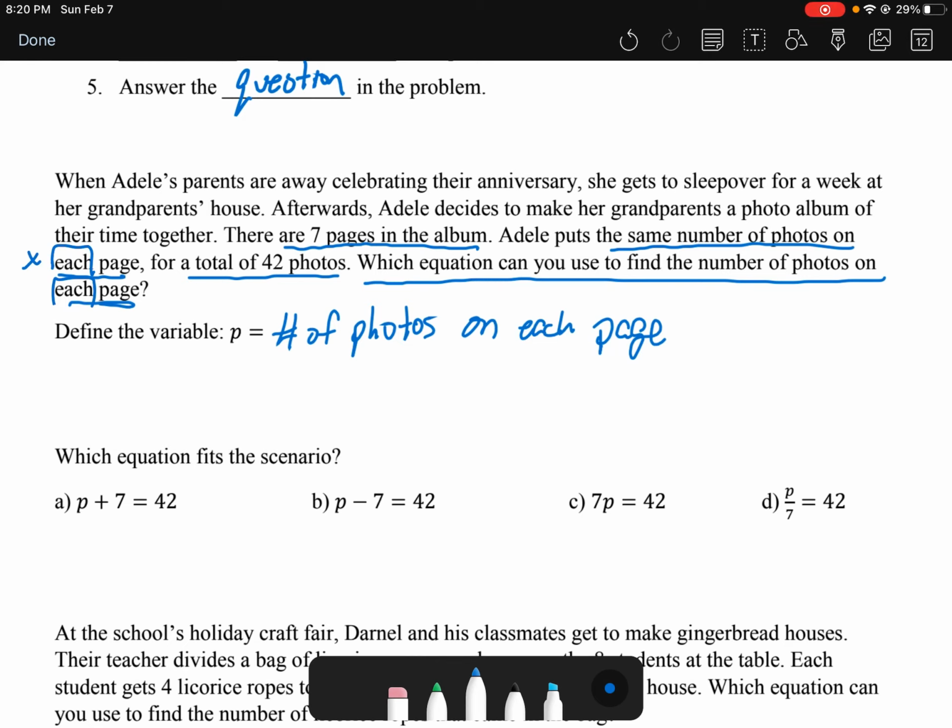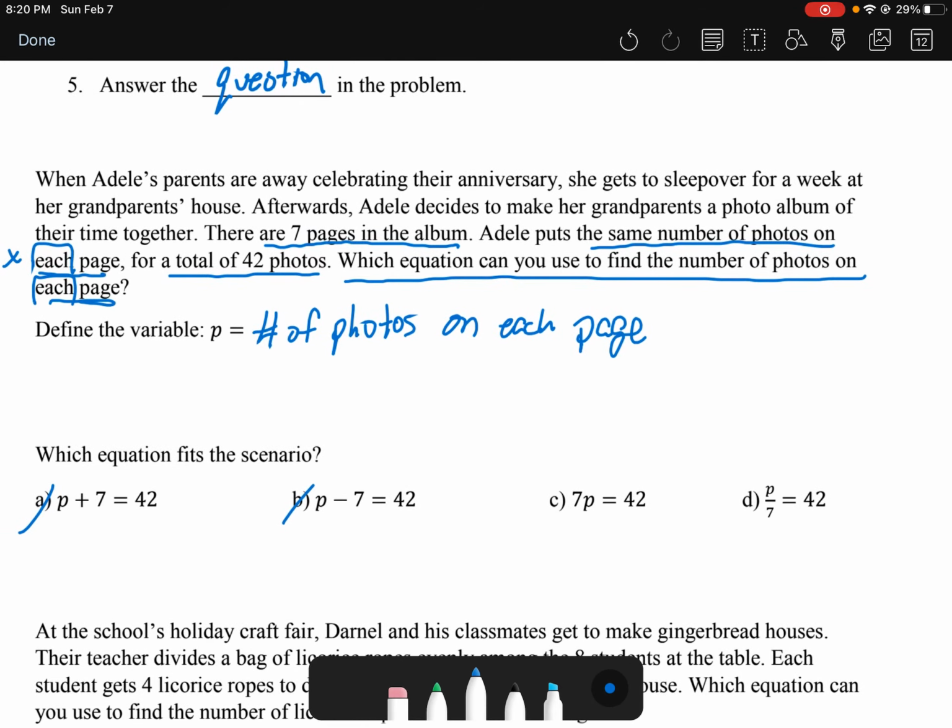So already I can go down and look at my equations that are in my multiple choice. I'm not adding anything together. I'm not taking the number of photos and subtracting the number of pages. Again, I'm saying I'm multiplying. So it's either going to be I take the number of pages and I multiply by how many photos are on each page, or I take how many photos are on each page and I divide it by the number of pages. That one doesn't really make sense. C is our final answer.